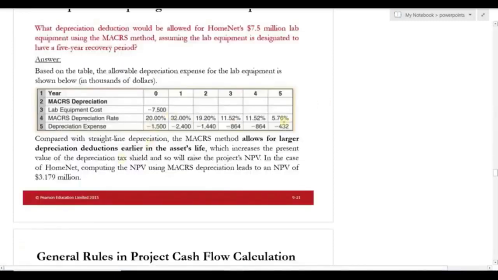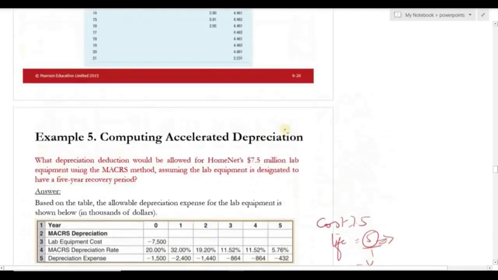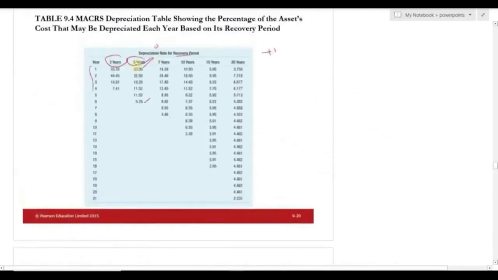Okay, let's follow the same previous question. The cost of the asset was 7.5 million, and the life was 5 years. So when it is 5 years, how many rates would be applied? 6 rates would be applied. Okay, so when we look at the depreciation table, it will be a 5-year asset class, but we have the 6 rates. This will be in year 0, 1, 2, 3, 4 and 5, right?